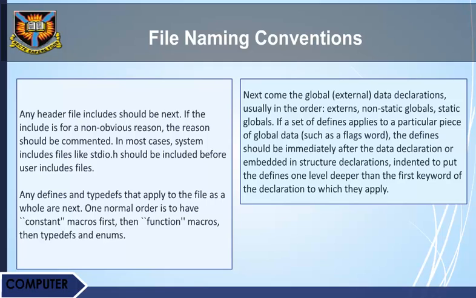Any defines and typedefs that apply to the file as a whole are next. One normal order is to have constant macros first, then function macros, then typedefs and enums. Next come the global external data declarations, usually in the order externs, non-static globals, static globals. If a set of defines applies to a particular piece of global data, such as a flags word, the defines should be immediately after the data declaration or embedded in structure declarations, indented to put the defines one level deeper than the first keyword of the declaration to which they apply.